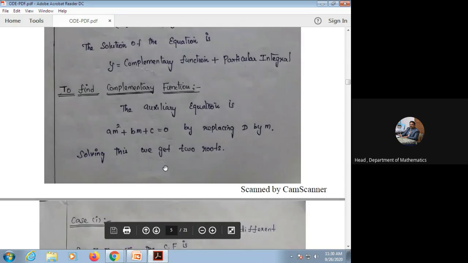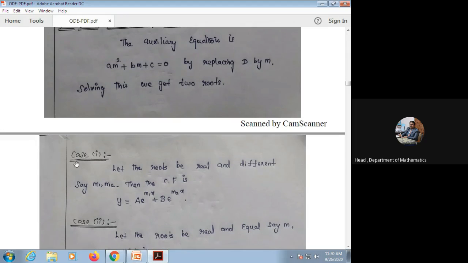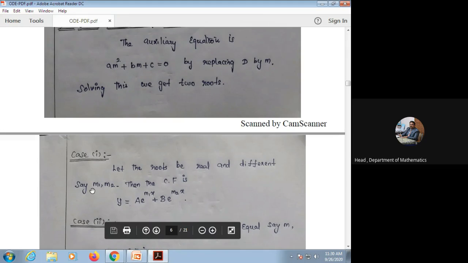Here, solving this equation, we get two roots, because the order is m squared. Therefore, we get two roots. For these two roots, one possibility is that the two roots are real and different. You say m1, m2.